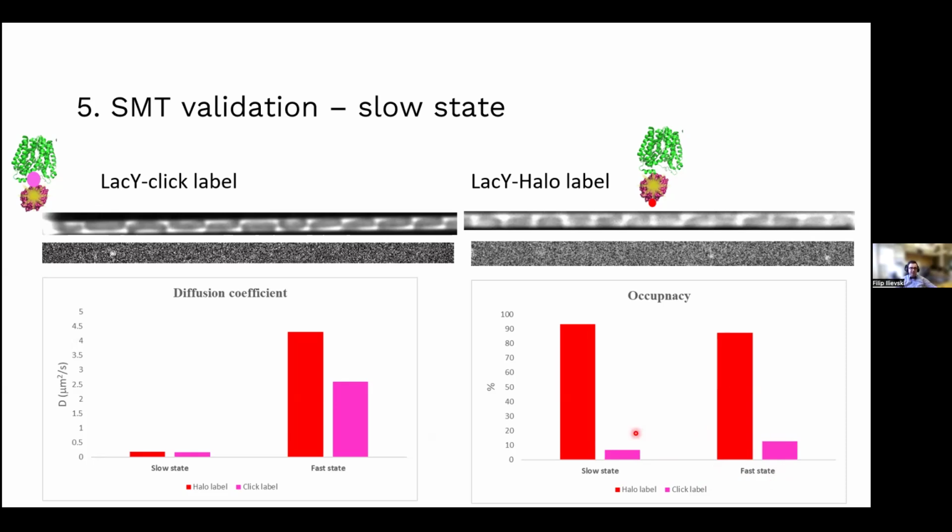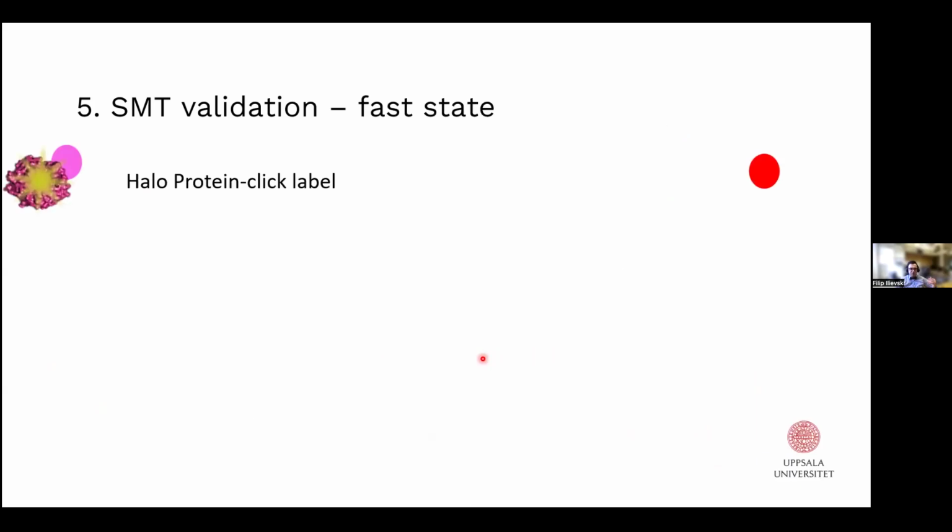That means that if you take a protein and you label it with two different approaches, and you get relatively the same numbers, you validate your method, that it works. Now, what about the fast state?